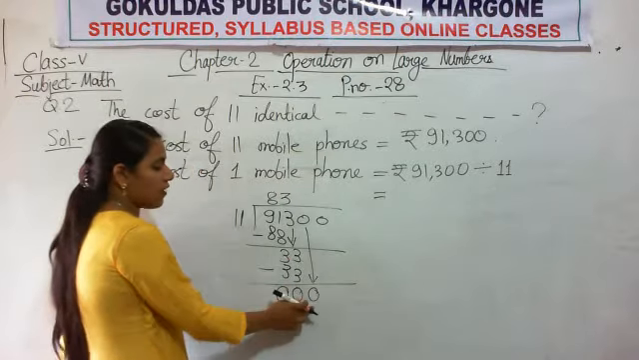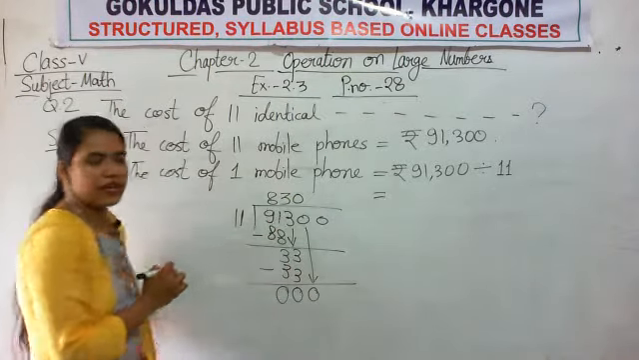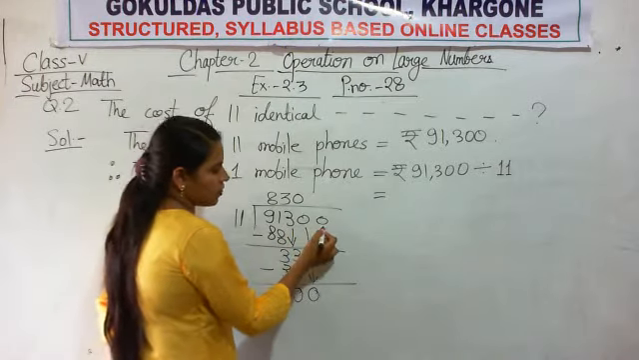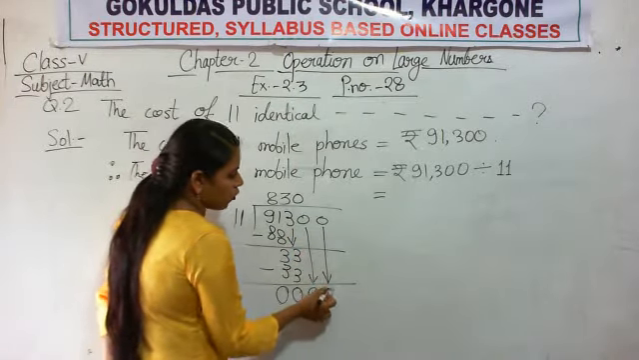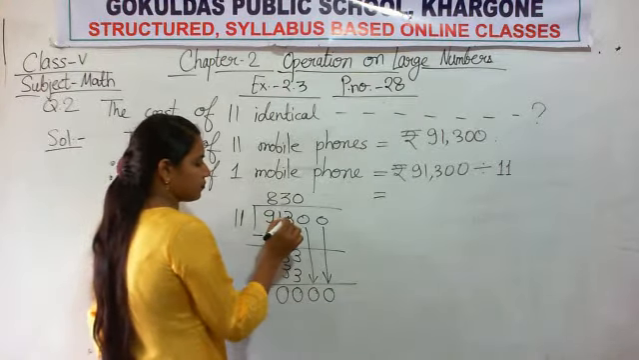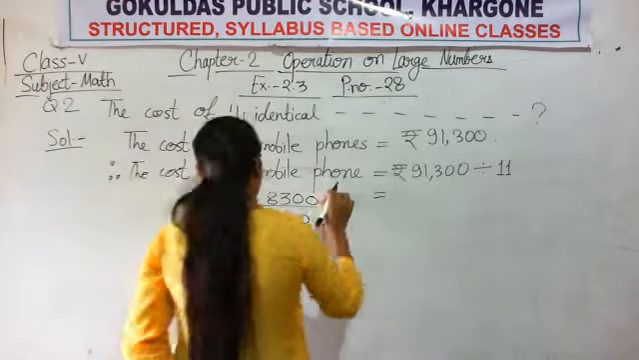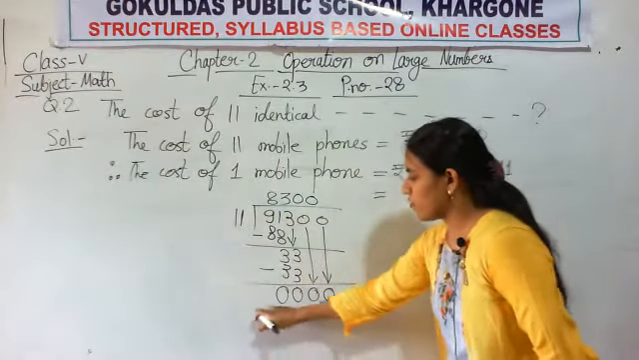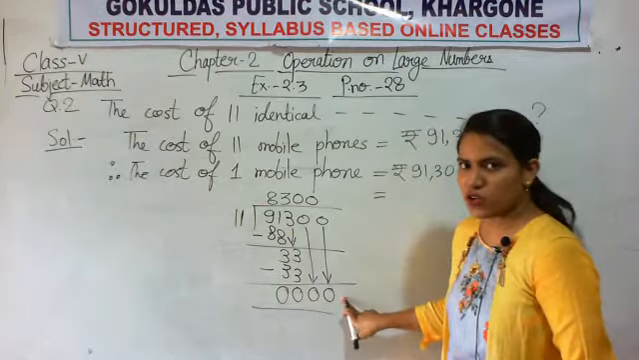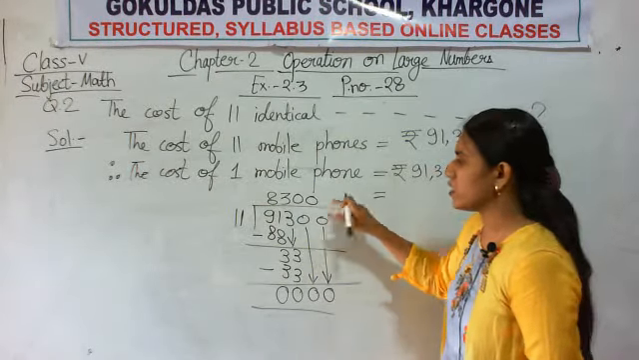You cannot divide a number by 0, so you will put 0 over here. Again one more 0 is there, so you will bring down this 0 also. You cannot divide 0 by any number, so you have to put 0 over here. So your remainder over here is 0 and the quotient is 8,300.